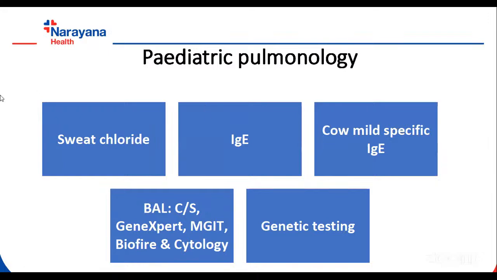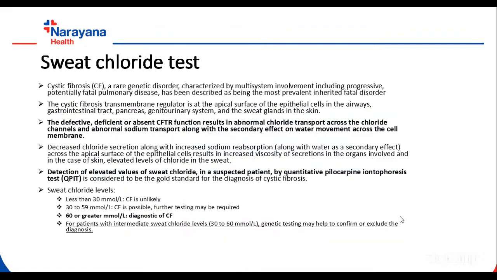Pediatric pulmonology. So the tests which are generally ordered are the sweat chloride, IgE, cow milk specific IgE, your bronchoalveolar lavage, which is done for a battery of tests, including culture sensitivity, GeneXpert, MGIT, BioFire, and cytology. Along with that, genetic testing. A little bit on sweat chloride.